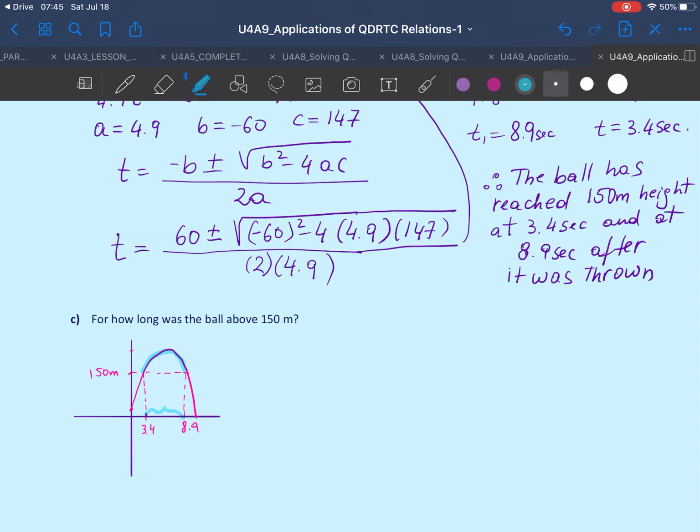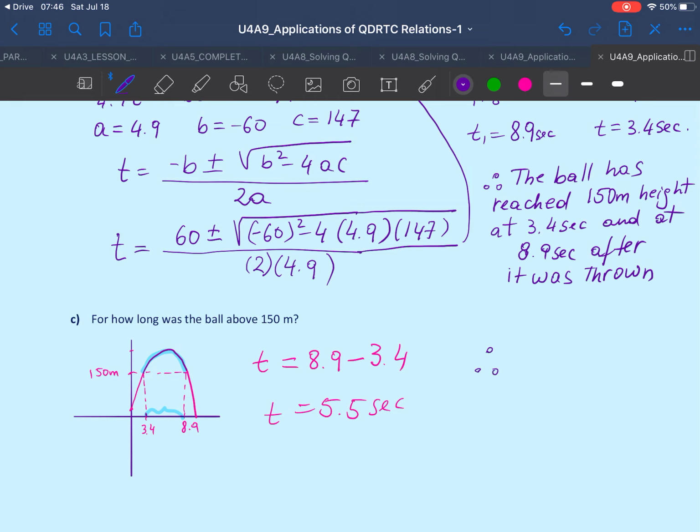Now for this part of the trajectory, the time elapsed is between 3.4 and 8.9 seconds. So the time then must be equal to 8.9 minus 3.4. So that's about 5.5 seconds. So we are going to say that the ball was above 150, right? From the moment of 3.4 seconds after it was thrown to 8.9. So the time elapsed in between these two times is the difference, so 5.5.